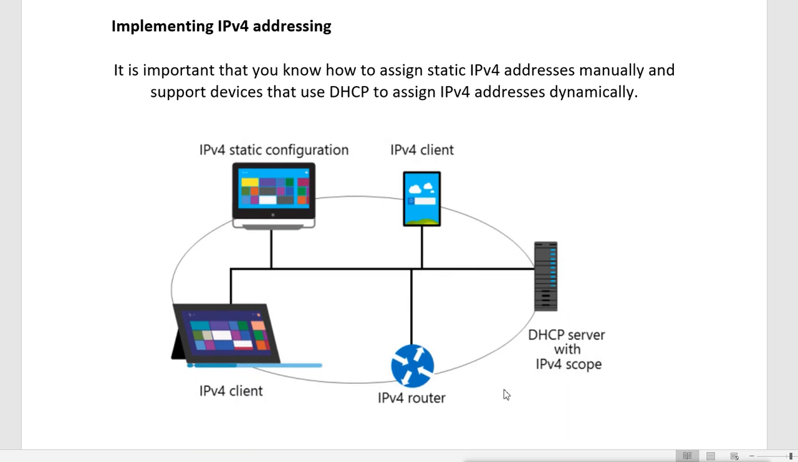Now implementing IPv4 addressing. It is important that you know how to assign static IPv4 addresses manually and support devices that use DHCP to assign IPv4 addresses dynamically. So we have two ways to assign the IP address to our Windows 10 machine. First, static. Static means we will assign the IP manually, whatever IP information you want.